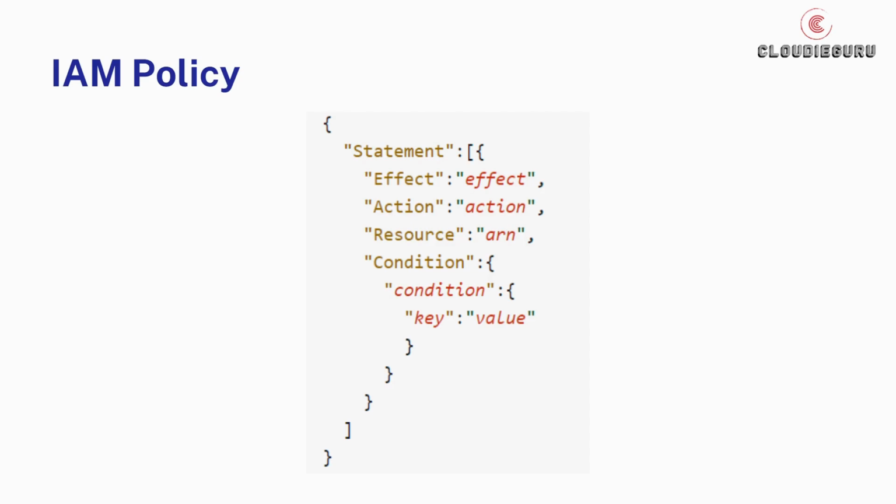Next is action. Action is the specific API action for which we are granting or denying permission. Next is resource. Resource is the AWS resource that is affected by the action. We can specify the resources using an Amazon Resource Name, or ARN in short, or using the star symbol to indicate that the statement applies to all the resources. And the last one is condition. Conditions are optional and they can be used to control when our policy is in effect, and it includes key and value pairs.